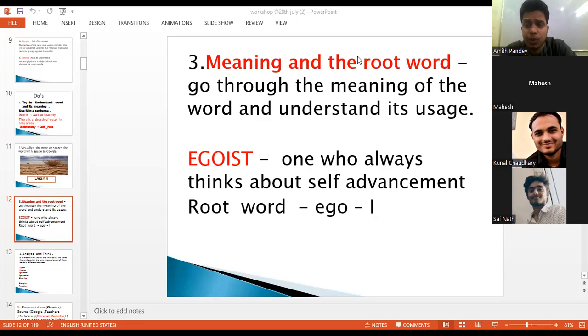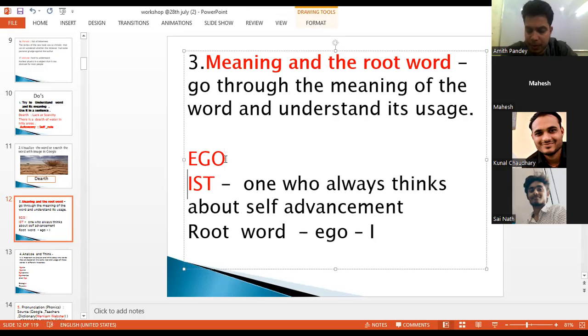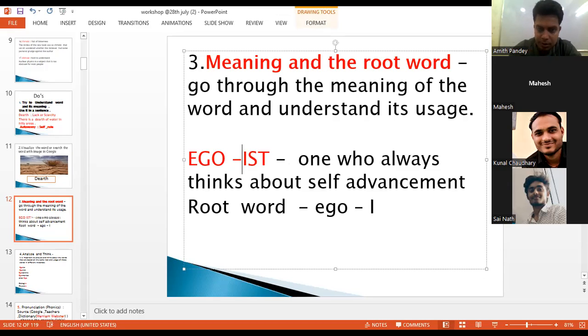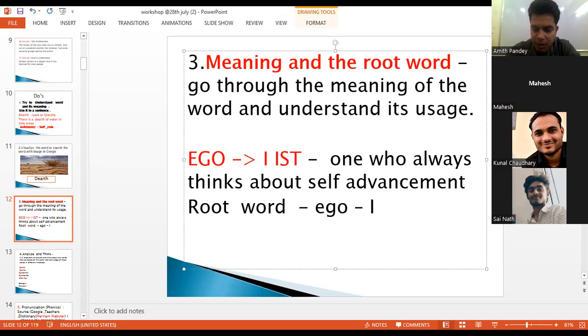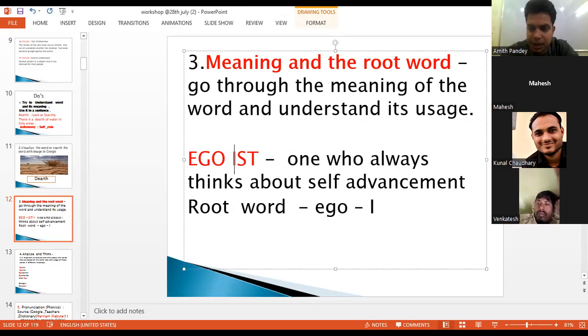What is this root word? Most of you might have heard of it, or may not have. So let me tell you how this third step will help you. Let's say there is a word called egoist. You may or may not be aware of what egoist is. Let me bifurcate the word. There is a word called ego, and I hope you are aware of it, as we say, don't hurt my ego. The meaning of ego is I, and I'm just adding ist to I.